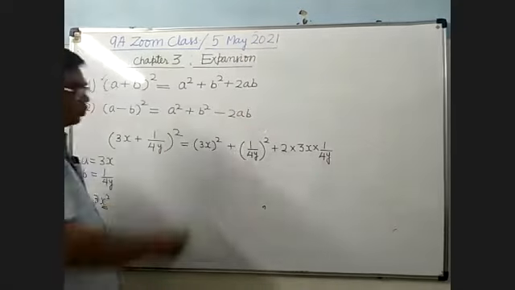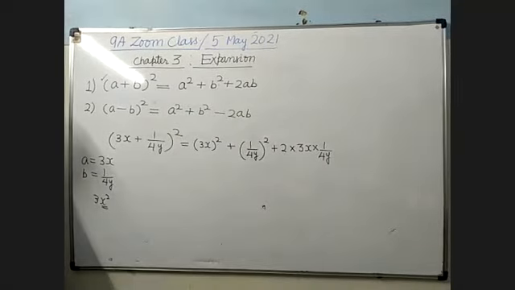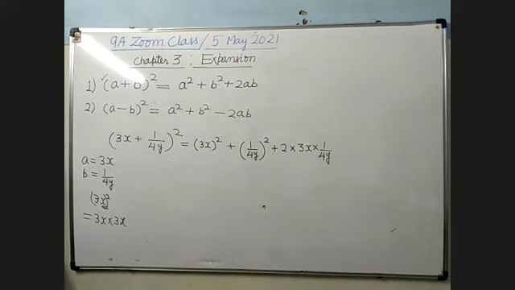You have substituted. Now (3x) whole square. What does it mean? It means 3x into 3x. So what will you get, 3x into 3x? 9x square.